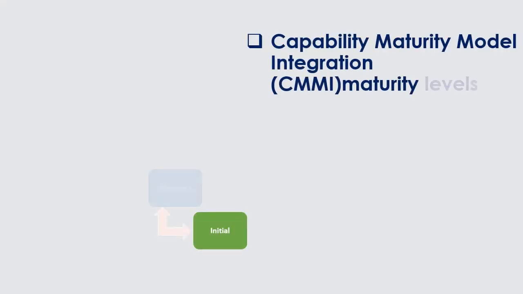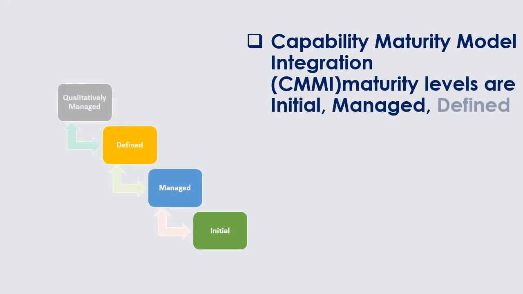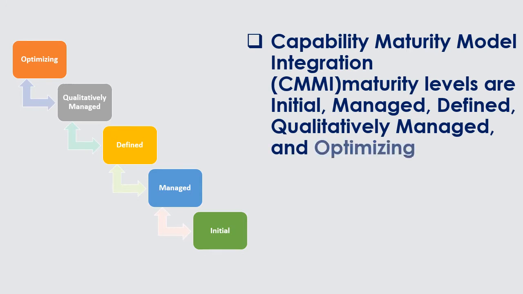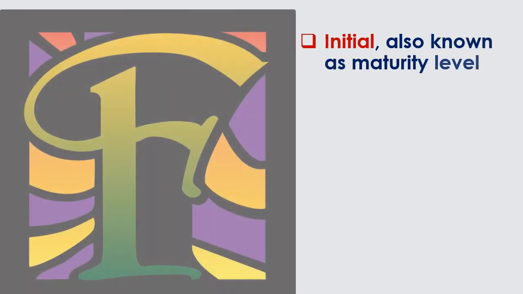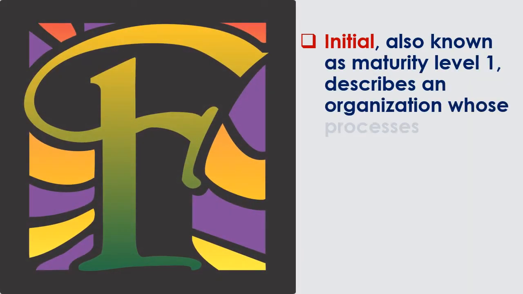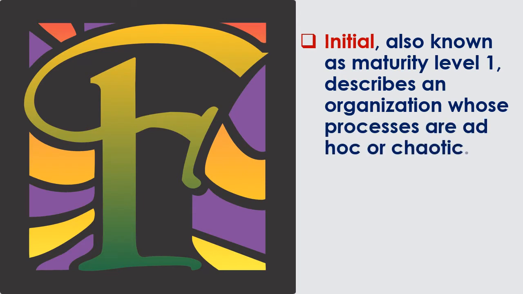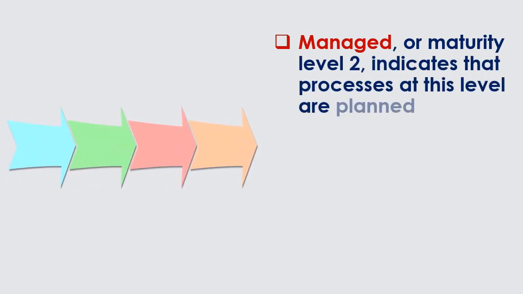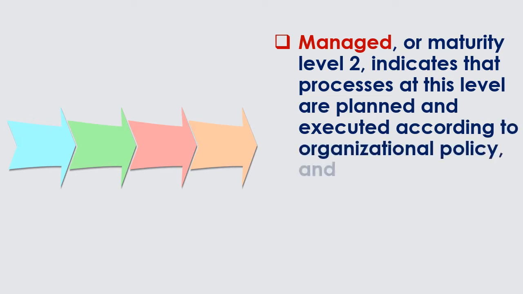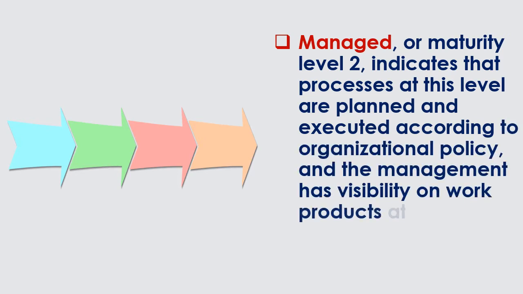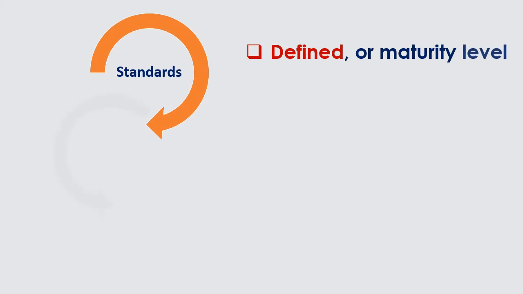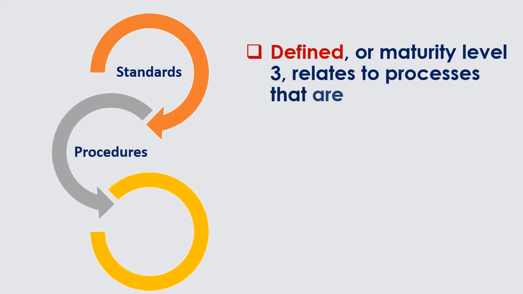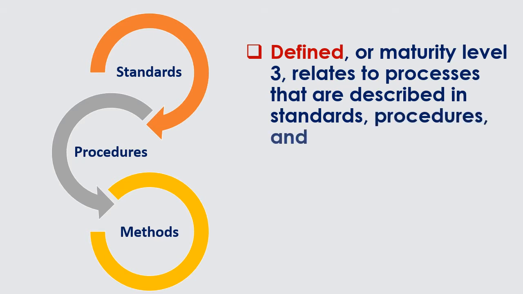Capability maturity model integration maturity levels are initial, managed, defined, quantitatively managed, and optimizing. Initial, also known as maturity level 1, describes an organization whose processes are ad hoc or chaotic. Managed, or maturity level 2, indicates that processes at this level are planned and executed according to organizational policy, and the management has visibility on work products at defined points. Defined, or maturity level 3, relates to processes that are described in standards, procedures, and methods.